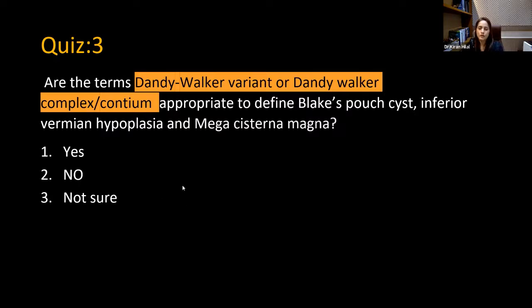What do you think? When we have these abnormalities, should we use these words in our daily clinical practice? Yes, no. Because I have used this term many times in my reports.